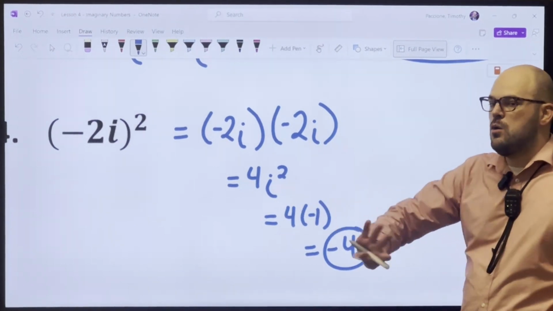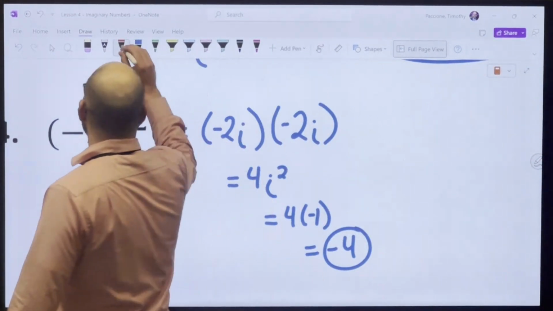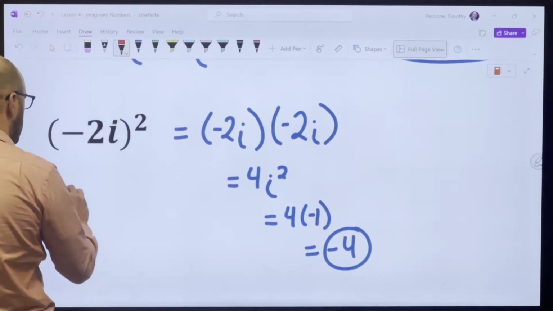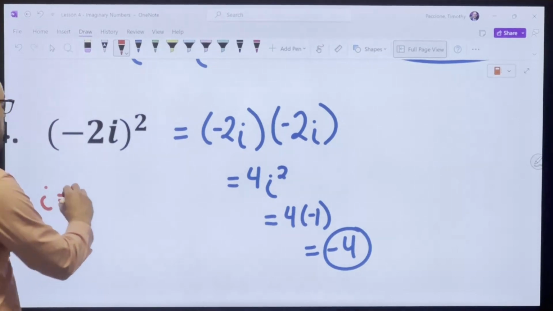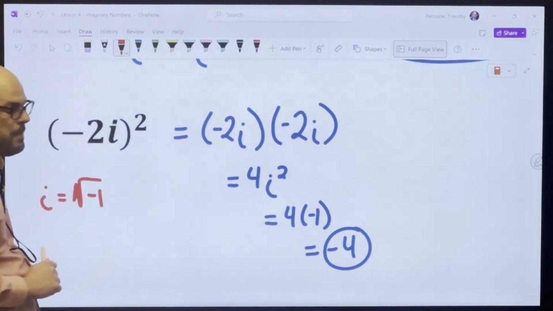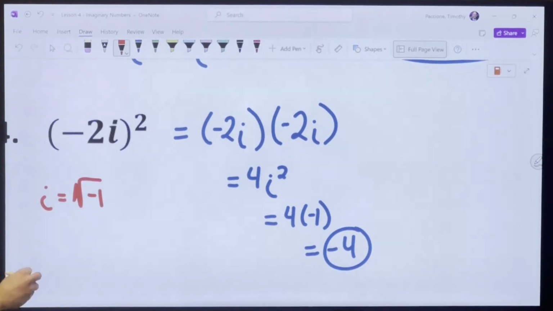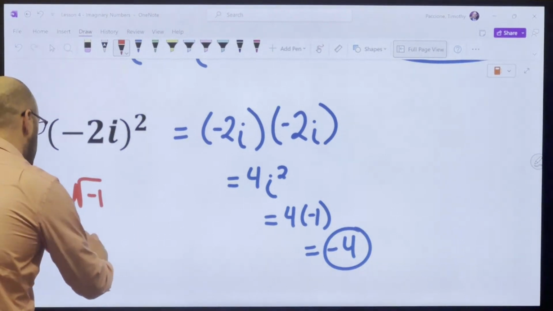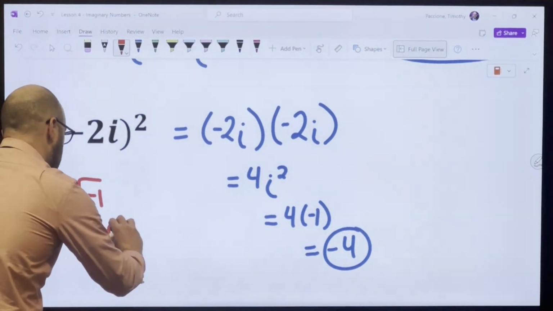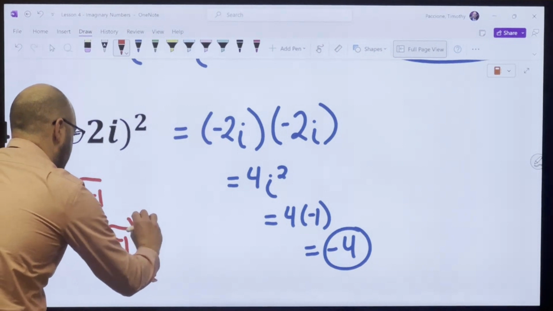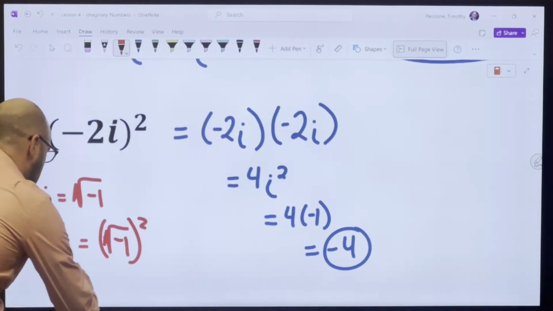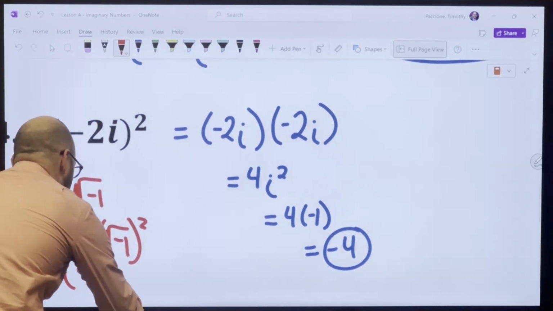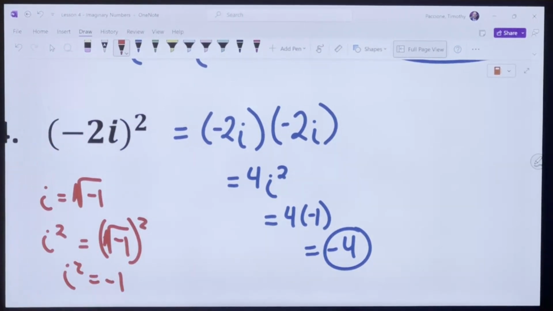Okay, so we know, this is a good question. So I know that i is what? What do we say i is? It's the square root of -1, right? Well, i squared then is the square root of -1 squared, which is -1. When you have a square root that's squared, those cancel each other, and that means i squared is actually just -1. It's a real number.